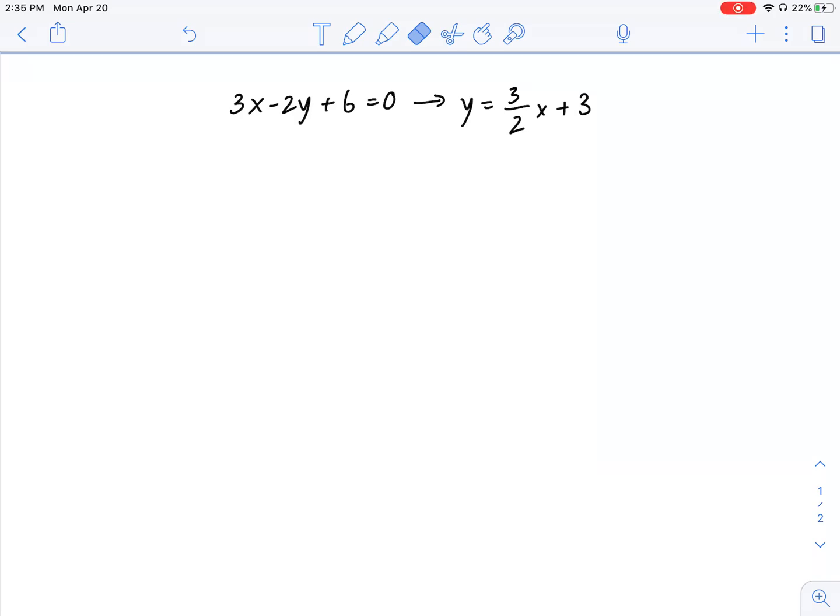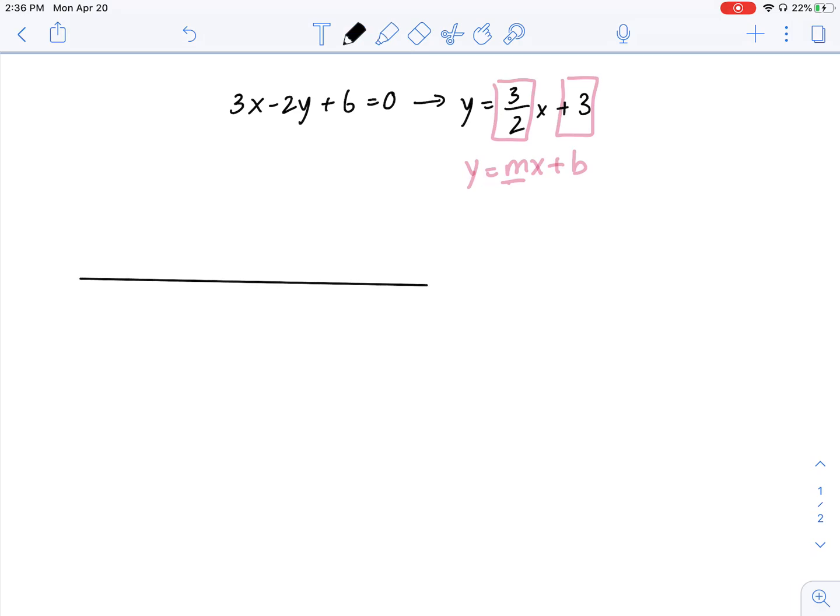So we had our equation 3x minus 2y plus 6 equals 0 written in standard form from question number 1, and we found its y equals mx plus b equivalent as y equals 3/2x plus 3. Now looking at the y equals mx plus b form, we can see that anything that precedes the x in this form is the slope, and in this case that would be 3/2. Likewise, b equals 3, and that means our y-intercept is 3.